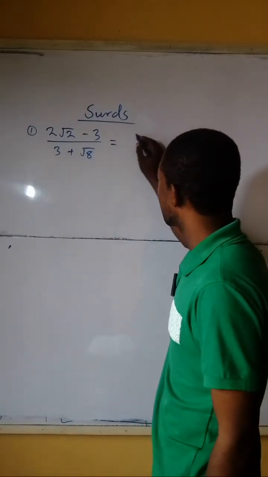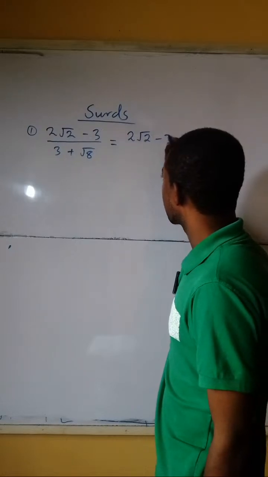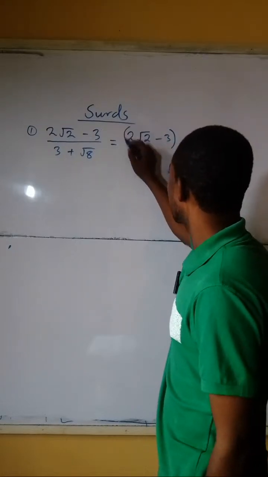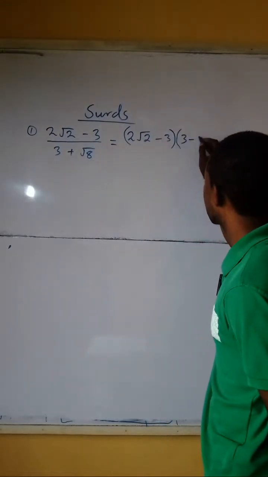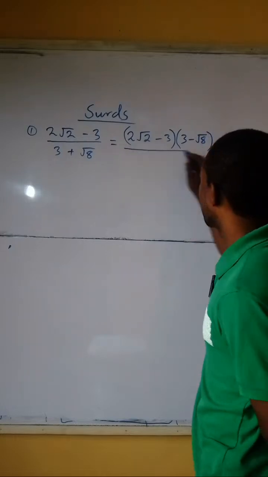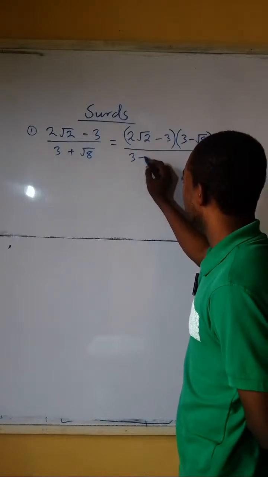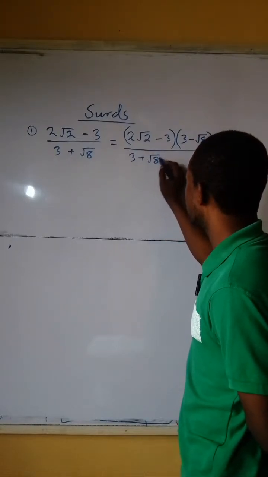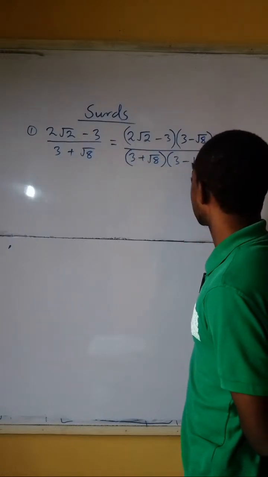So this will be equal to 2 root 2 minus 3, which is multiplied by the conjugate surd here, that's 3 minus root 8, then divided by, also multiplying by the same thing, that is, we have 3 plus root 8, now multiplied by 3 minus root 8.